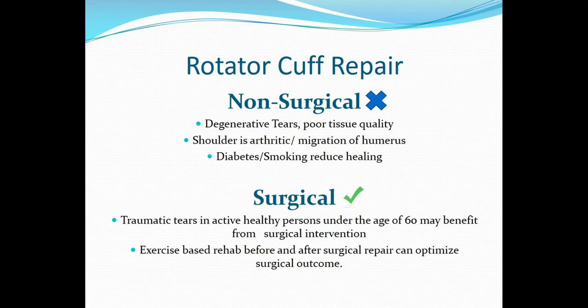So when is surgery recommended? Surgical intervention is recommended for traumatic tears in active, healthy persons under the age of 60. Exercise-based rehab before and after surgical repair can optimize surgical outcomes.